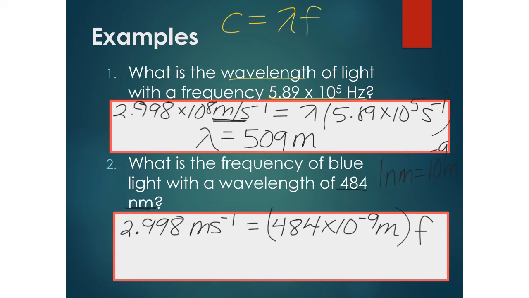Once we plug that into our calculators, we get 6.19 times 10 to the 14th per second, or hertz. So what that means is we get 6.19 times 10 to the 14th waves traveling through there per second. That wavelength is very short because it's in nanometers, so therefore my frequency is very high.